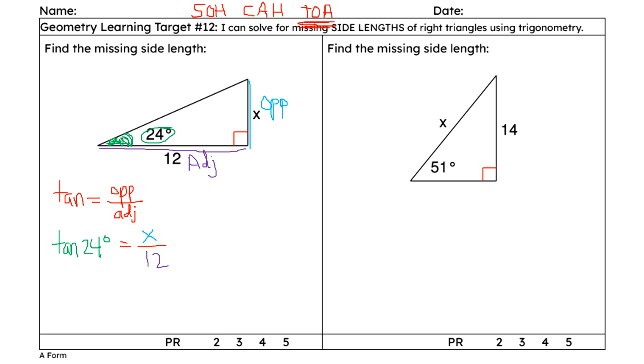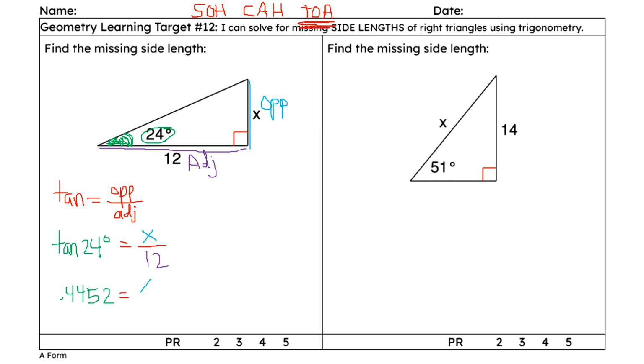So now I am going to use my big long chart to find the ratio of tangent 24 degrees. So I'm going to look on the side to where I see 24 degrees. The first column is for sine, the second one is for cosine, and that third one is for tangent. 24 degrees, tangent ratio is 0.4452. Make sure you can see that on your chart. So 0.4452 is the ratio of my unknown x over 12.